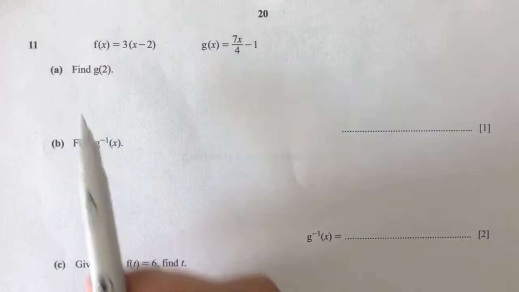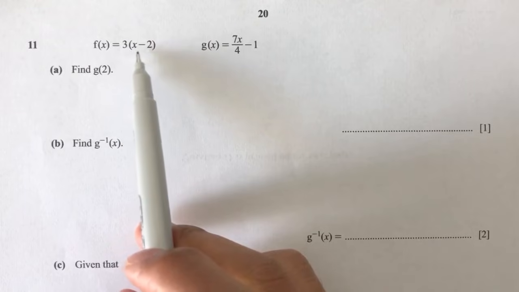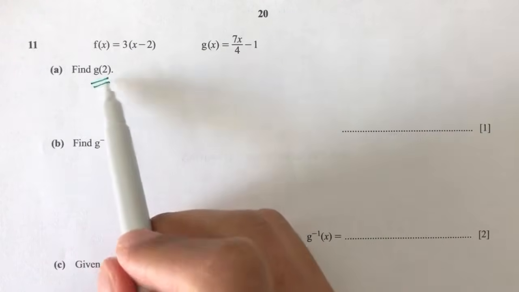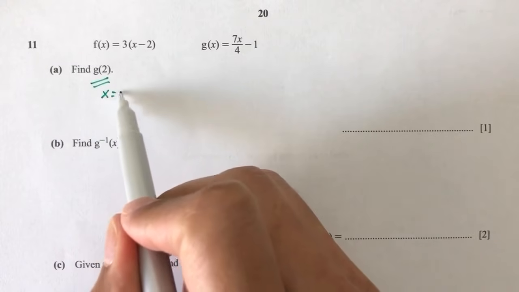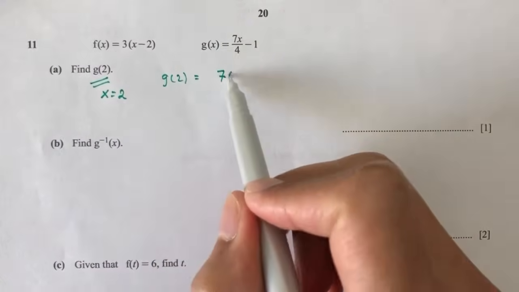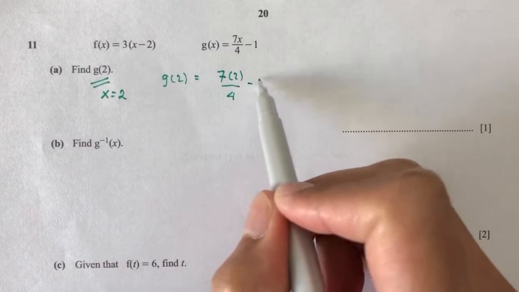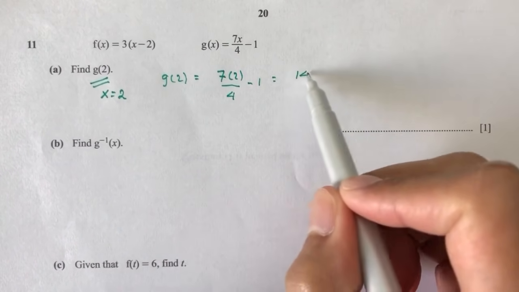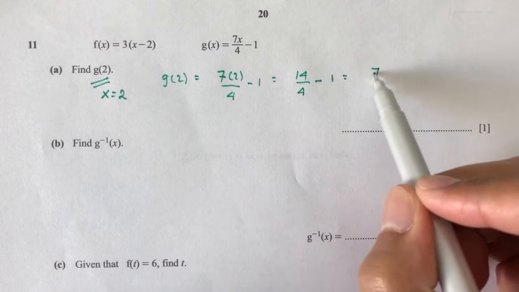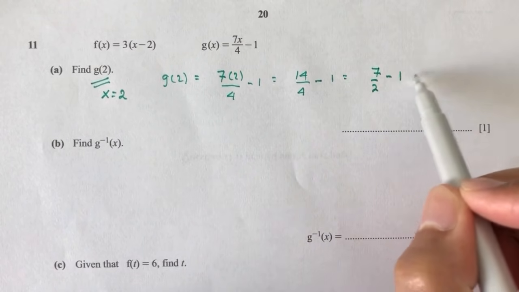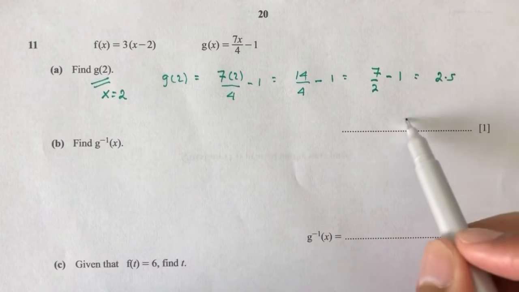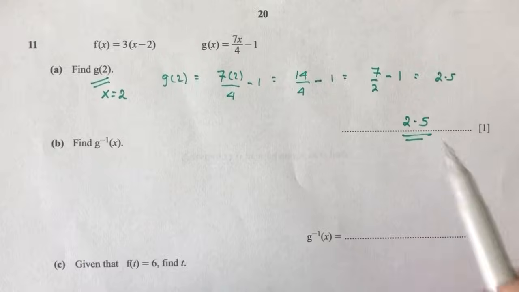Question number 11, we have f of x equal to 3 times x minus 2, g of x equal to this function. So to find g of 2, we have to replace the value of x by 2. So g of 2 will be 7 times 2 divided by 4 minus 1, which will be 14 divided by 4 minus 1, that is 7 over 2 minus 1, that will be 3.5 minus 1, which will be 2.5. Your answer will be 2.5 for part A.